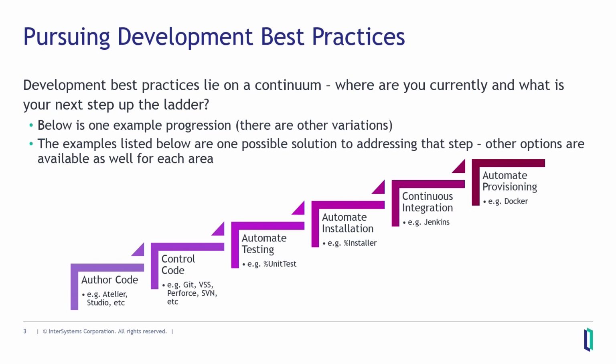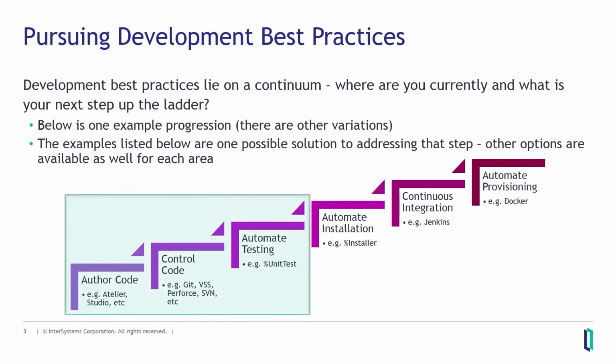That's the starting point, and the next step up is to control your code via source control like Git, VSS, Perforce, etc. Moving on to automated testing. Automated installation using, say, %installer, continuous integration with Jenkins, and then automated provisioning with Docker, which you've been hearing a lot about this week, I'm sure.